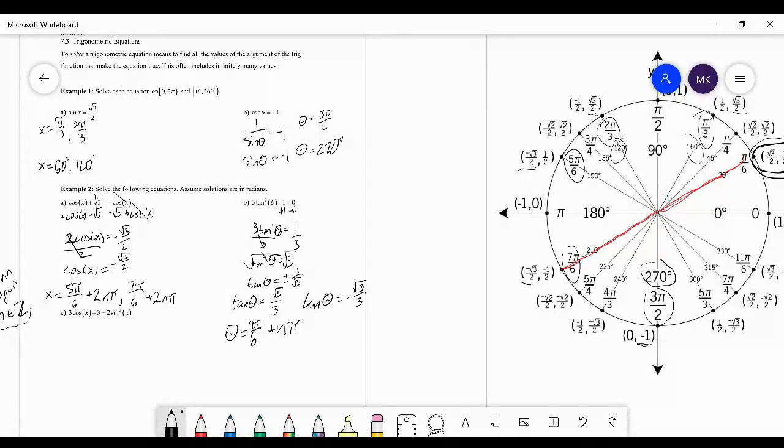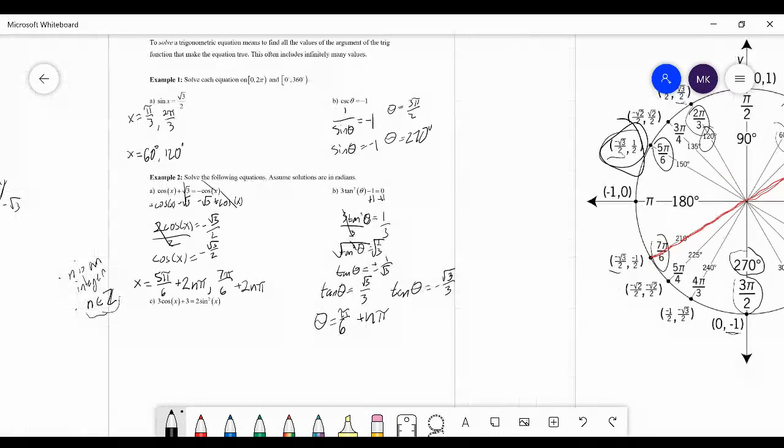And similarly, for tangent of theta equals negative root 3 over 3, we still want the same x and y values, in that we want the x value to be root 3 over 2 and the y value to be 1/2. But now we want to end up with a negative value, and that is this guy here. So for this solution, tangent of theta equals negative root 3 over 3, we get theta equals 5 pi over 6, again plus n pi, because tangent has a period of pi, not 2 pi.